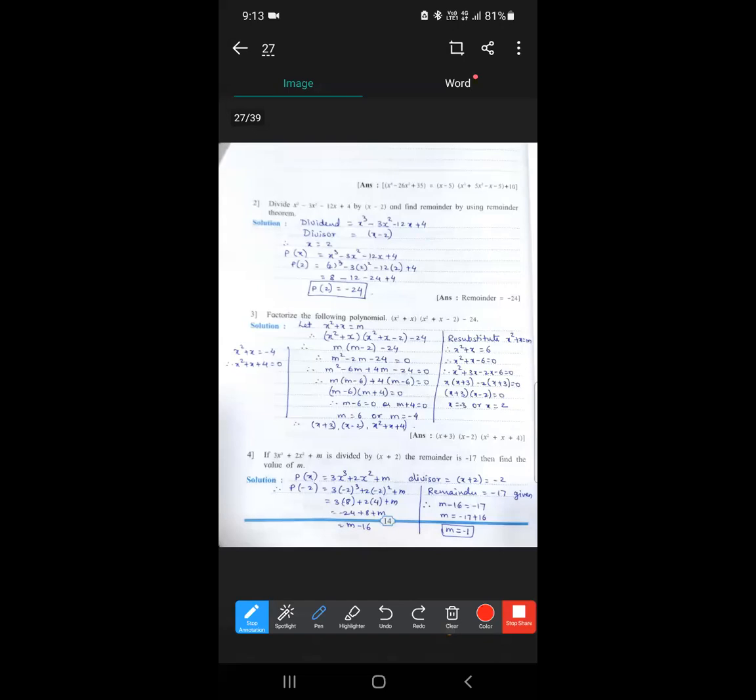If you are not solving, you can take the screenshot and later on you can complete your booklet.